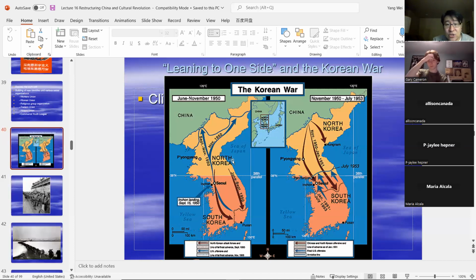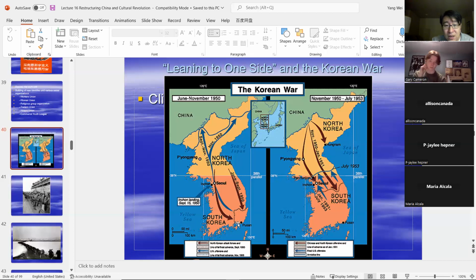And then with the Chinese support and the Soviet support, Kim Il-sung's North Korean army very quickly took Seoul because they attacked South Korea by surprise. And then within several weeks, they pushed, you know, Korea is not a big country. So very quickly, the North Korean army pushed the South Korean army and the American army to this very small area called Busan City in the South Korean peninsula.